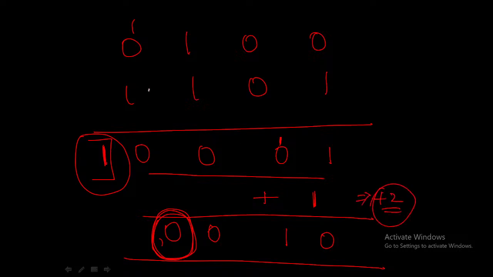So this is how we are going to subtract two numbers using one's complement. Next, let's say if we have 2 minus 4.